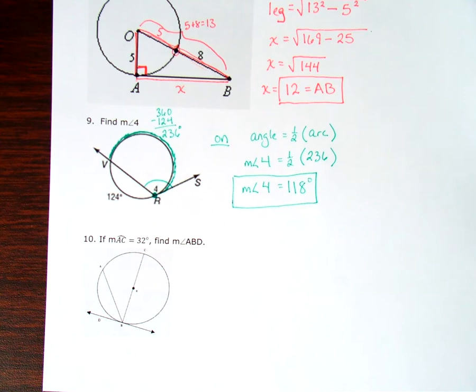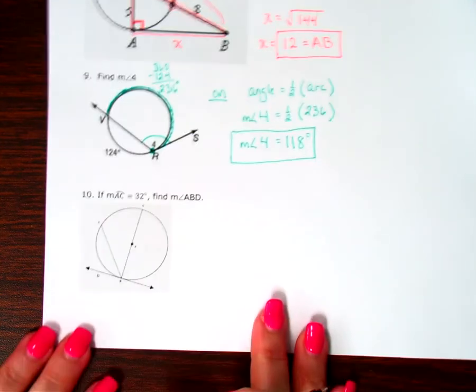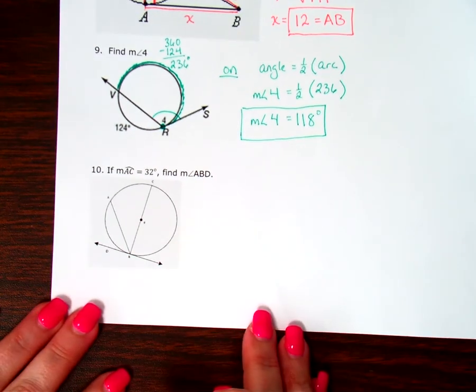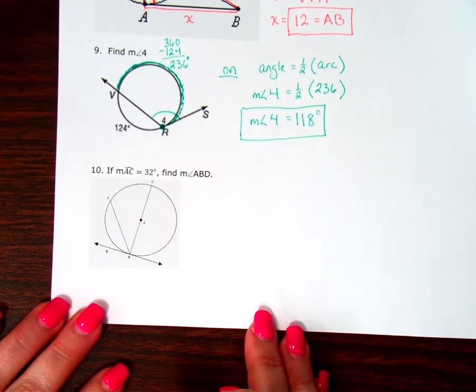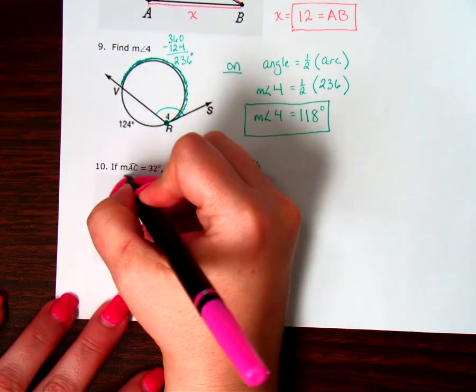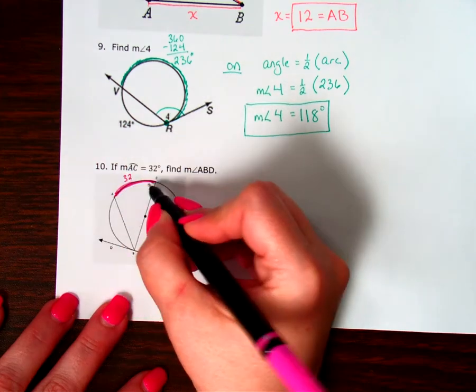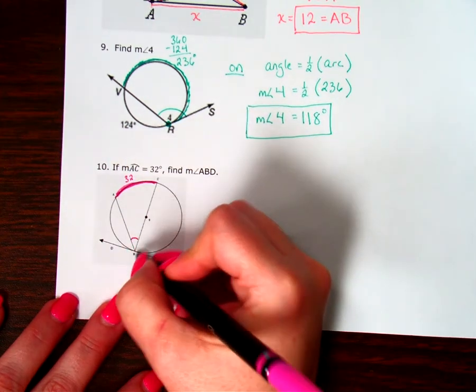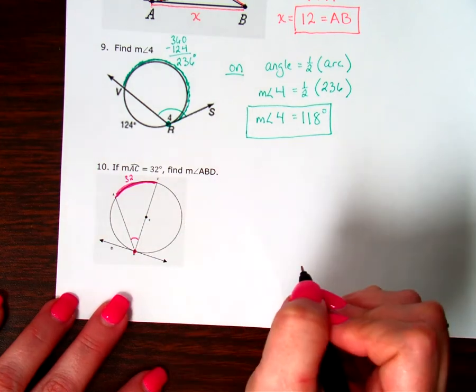All right, one more. Let's look at number 10. So number 10, if the measure of arc AC is 32 degrees, find the measure of angle ABD. So arc AC, so that starts at A and goes to C. Those are little bitty letters, but that's this arc here. That is 32 degrees. Okay, I know that the arc is twice the inscribed angle that's on the circle.